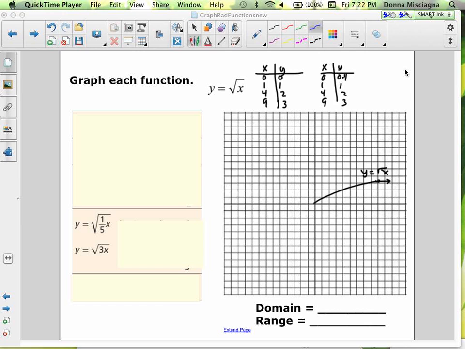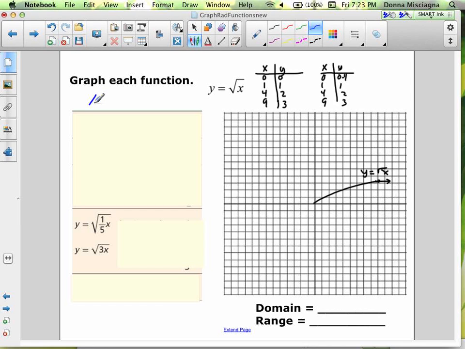All right, so we're going to create a table of values. The first one we're going to do is y equals the square root of 1/5 x. So we'll plug in for x, and we'll get an answer for y.